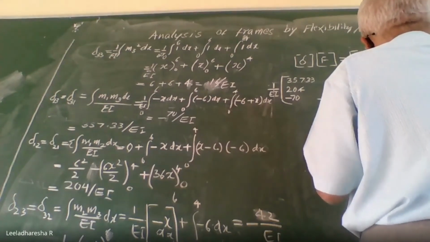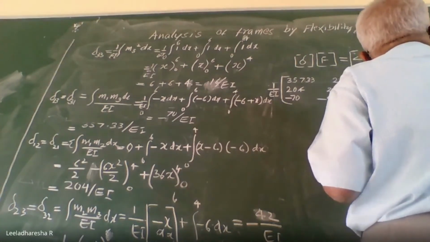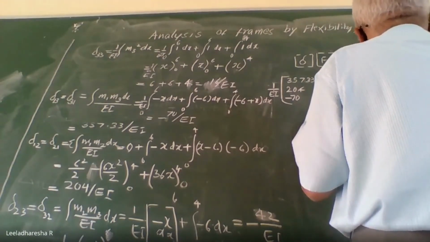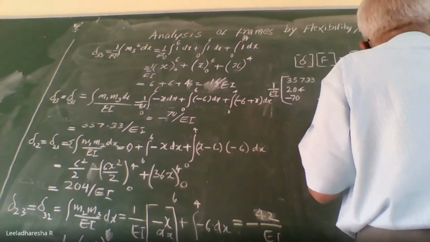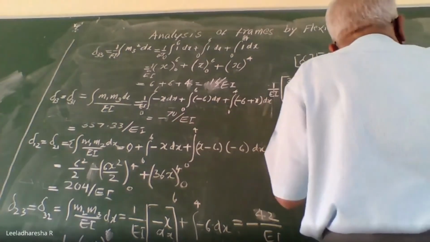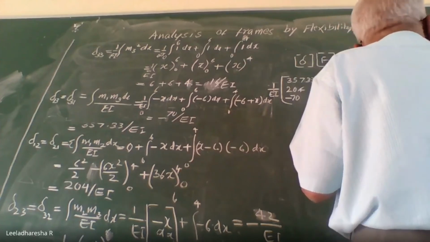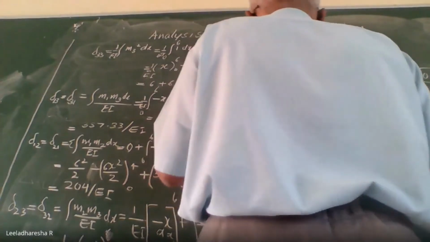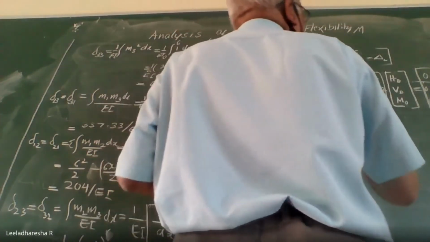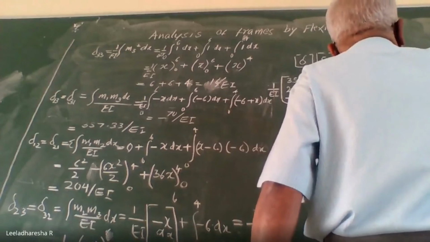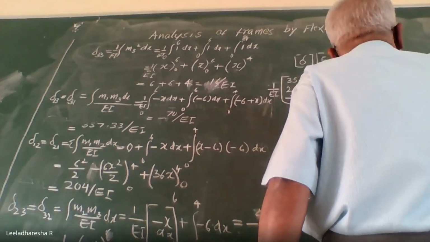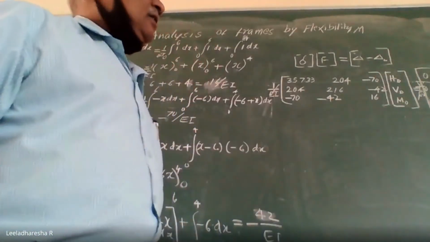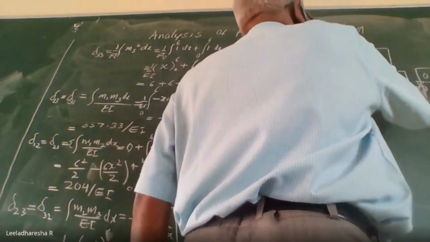minus 20160. Then 0 minus 23,760. 0 minus 4320. So now you can cancel. This is into 1 by EI. Again here, EI is going to get cancelled. So use your calculator to find HD, VD, and MD.